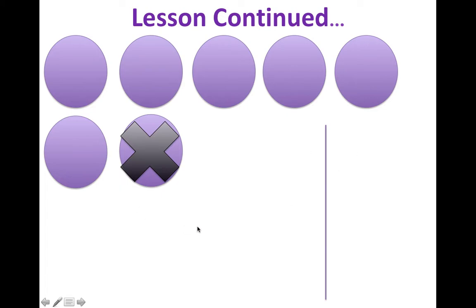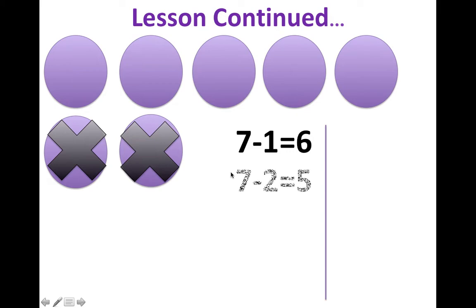That's correct, Navea. The number sentence would look like 7 minus 1 equals 6. Now let's start again. We have 7 circles and this time instead of taking 1, we're going to take 2 out. So the number sentence looks like 7 minus 2 equals 5, or 7 take away 2 equals 5. Whichever way you want to say it, it's still correct.